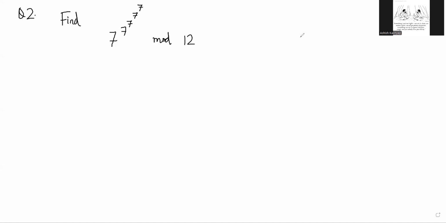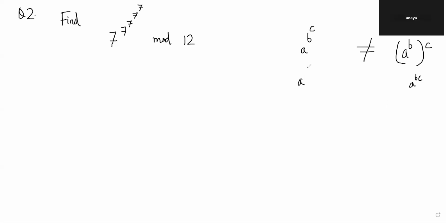One thing to remember here is that a power b power c is clearly not equal to a power b, power c. This is not the same thing, right? Because this will give us a power bc. What we have is a power the number b power c. B power c is clearly going to be bigger than bc. So don't make that mistake.